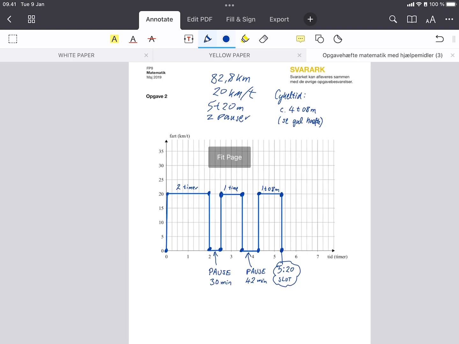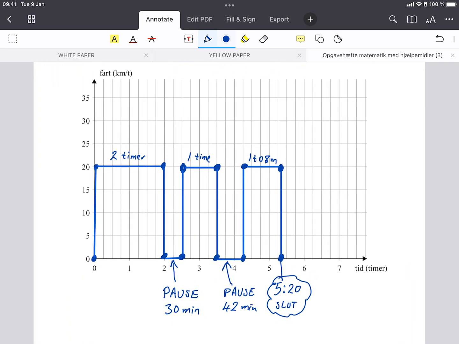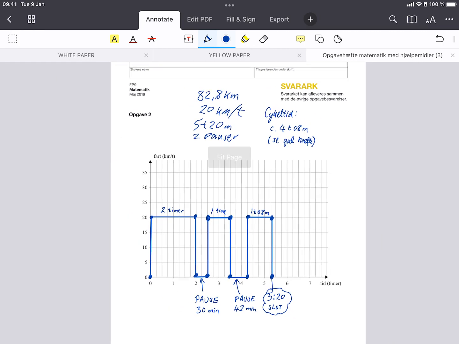Okay, so that should just about be a perfect answer to the question, with 4 hours and 8 minutes of cycling time, about 72 minutes of break time, and then finishing at 5:20. I reckon most people in the country would get the whole concept of that graph wrong and then just do a sort of increasing thing as if it was time against distance instead of time against speed. But a very tricky question there, in my opinion.